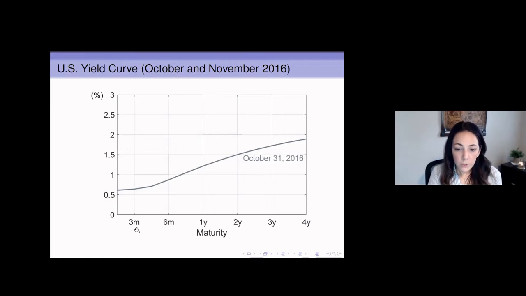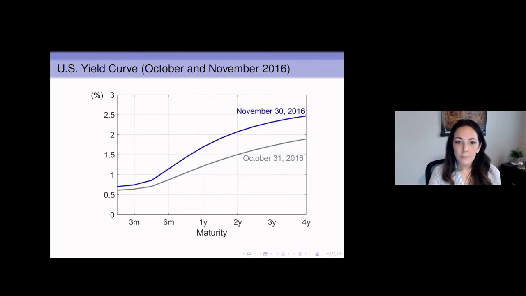We know that interest rates that day were quite low for most maturities. This is the 3-month all the way to the 4-year. You see that it's below 2%. And then I'm going to show you what happened to the yield curves a month later. This is when President Trump won the US election. We didn't know the results on October 31st, but then in November, we already knew that Trump won the election. Some people saw it coming, some people didn't.